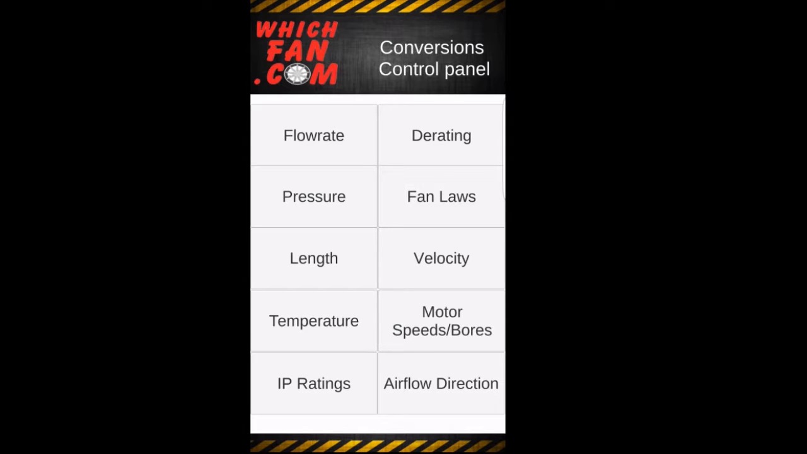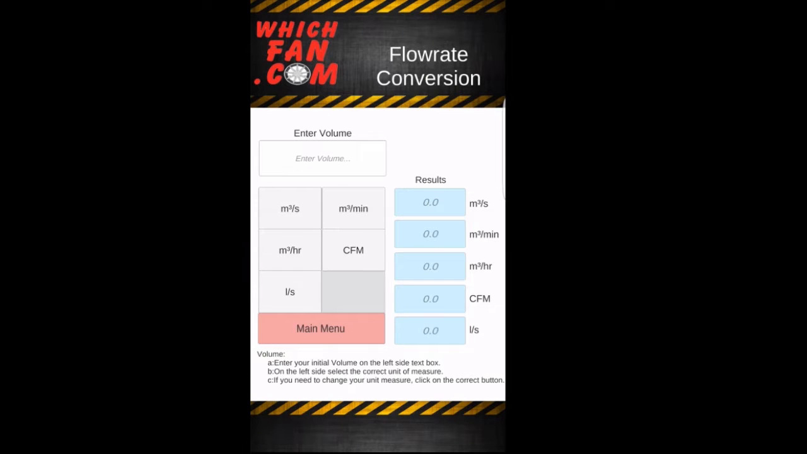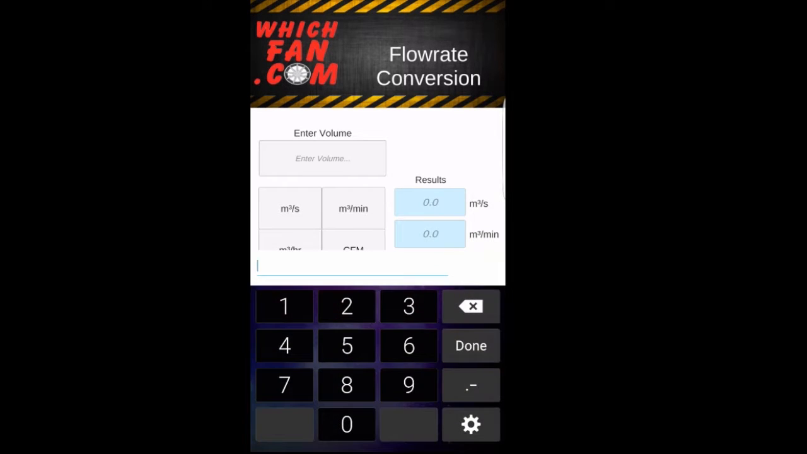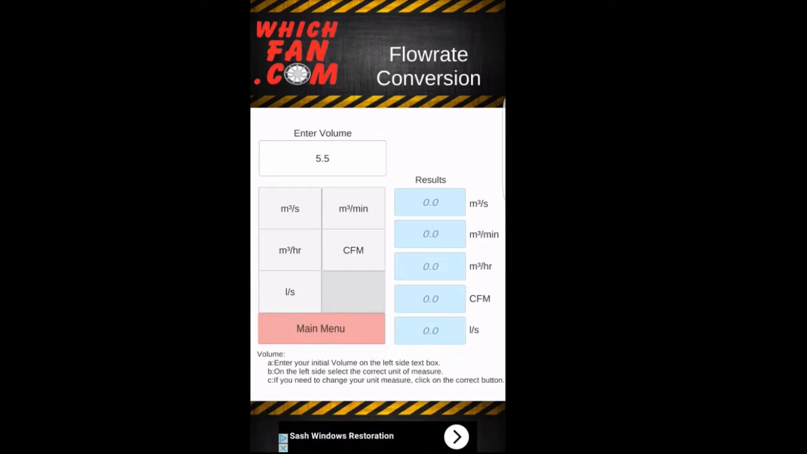So onwards and upwards, on with flow rate. Once you click on flow rate, you are presented with the flow rate screen. Enter the volume. What we did there was click on enter volume, and then we can just put in the volume and click on done. Depending on which unit of measure you're using, in this instance we'll say meters cubed a second, as you can see the button is highlighted there so you know which one you're using.